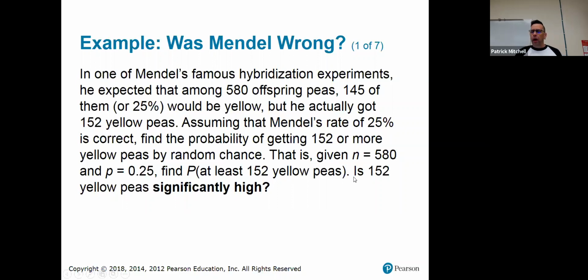Okay. And then based on that, we can figure out, is 152 a significantly high number of yellow peas? Am I surprised, or would I be surprised if I got that many?